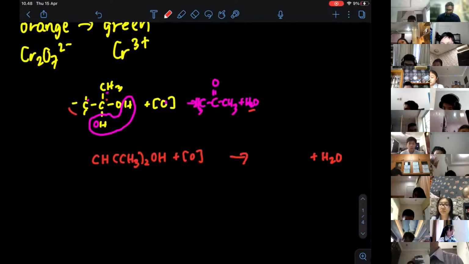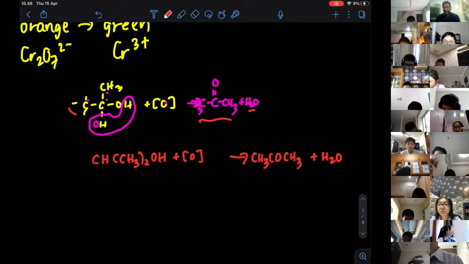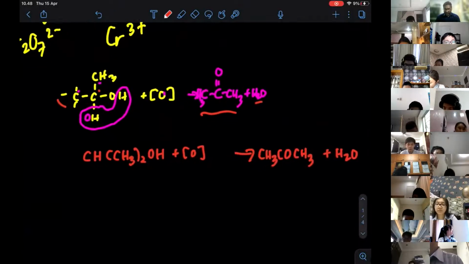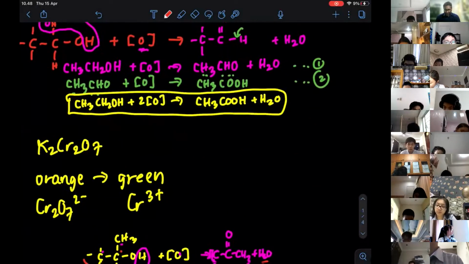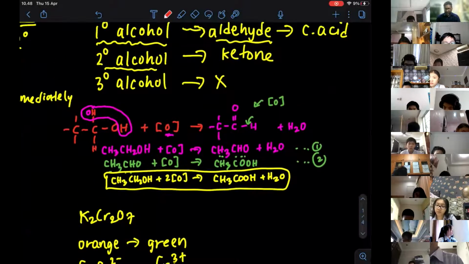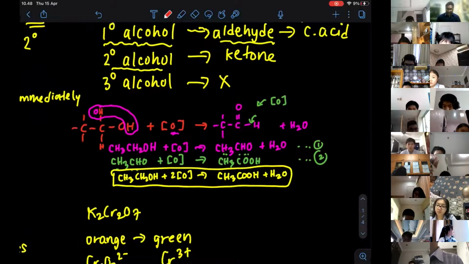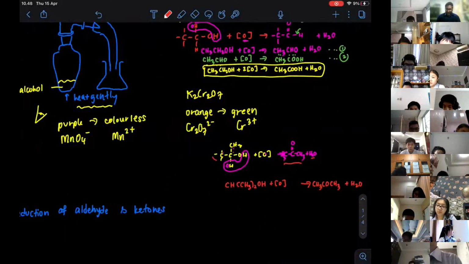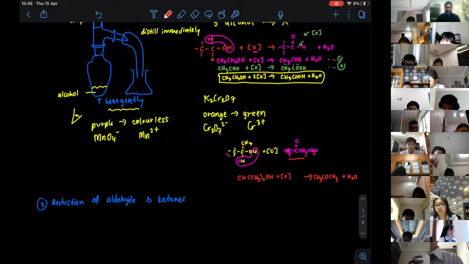And then how do I represent this? This is going to be CH3, CO, and then CH3, like what I explained to you just now. Quite simple. How to write the equation for the oxidation of primary alcohol to aldehyde, aldehyde to carboxylic acid, and so on. So this one is done. This note, later I will share it with you.